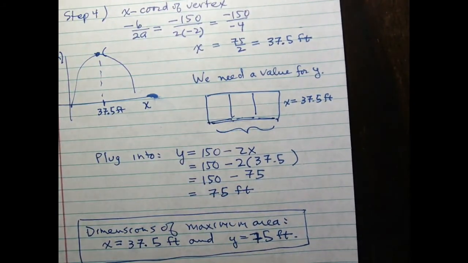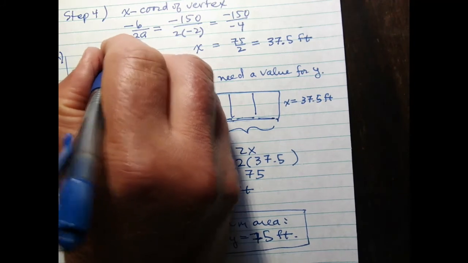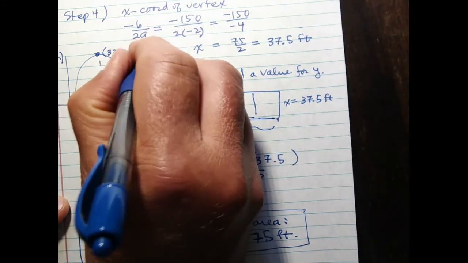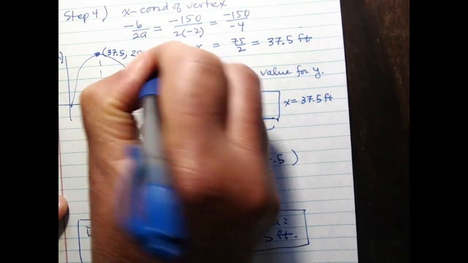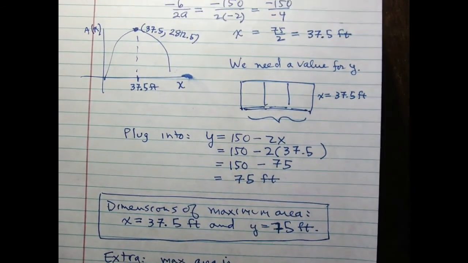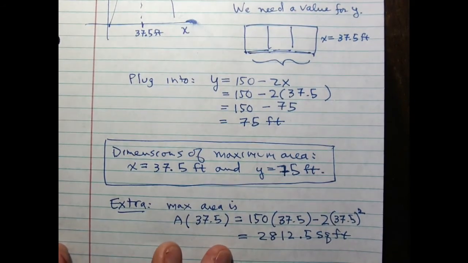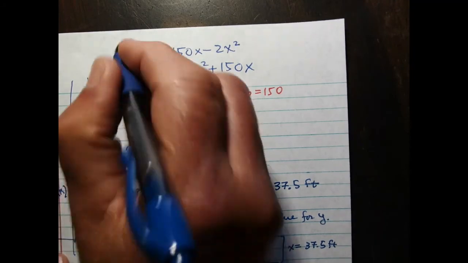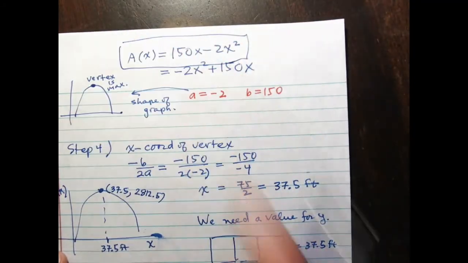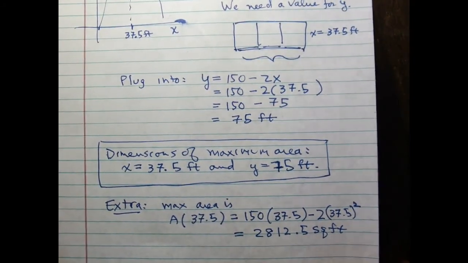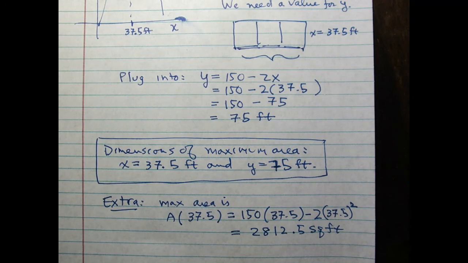So notice here we didn't have to give them the y-coordinate of the vertex, 37.5, 2812.5, because all they wanted to know in the problem were the dimensions, the x and y dimensions of the pen of max area. So here was our area function that we got once we incorporated constraint information. And here's our solution to that problem, our second optimization problem.